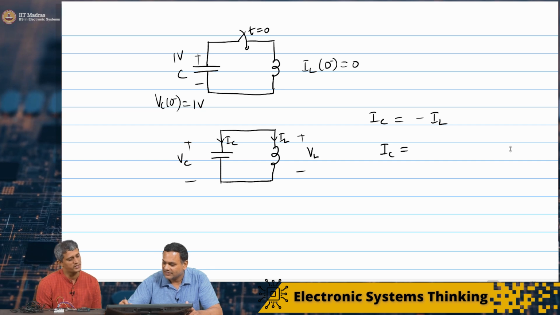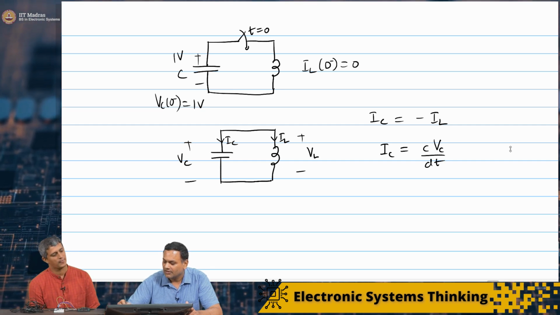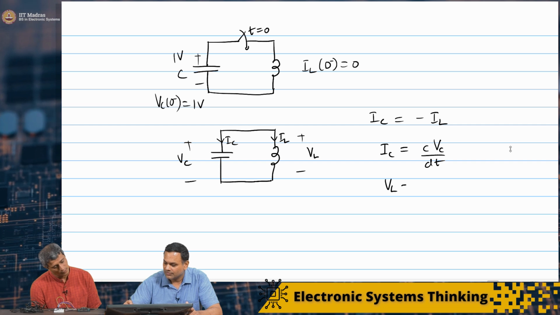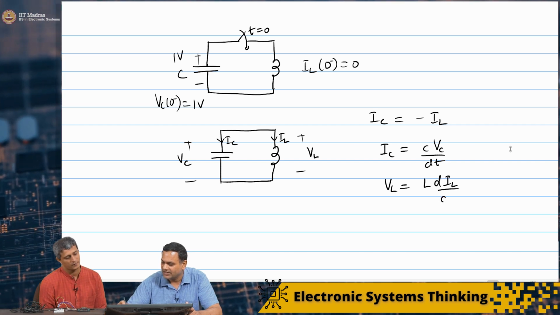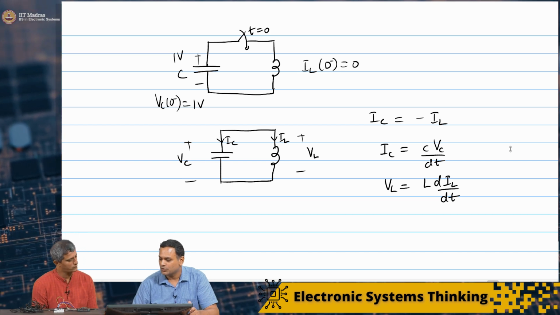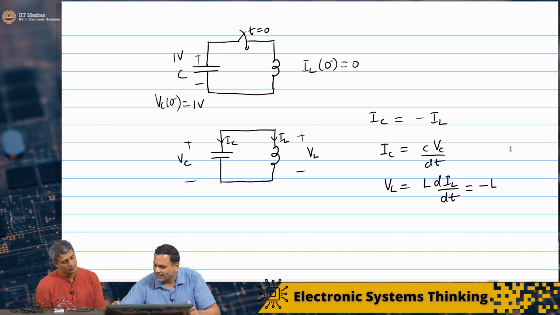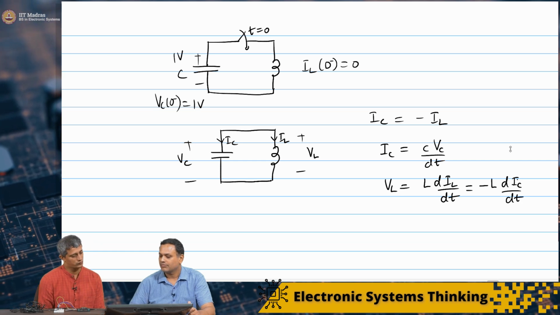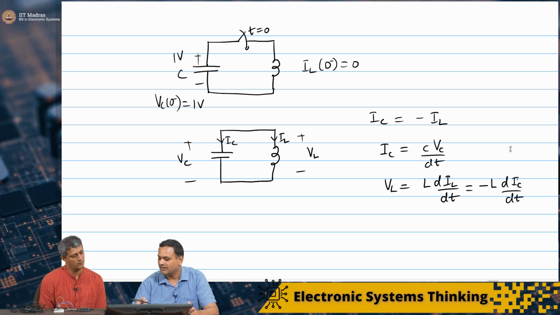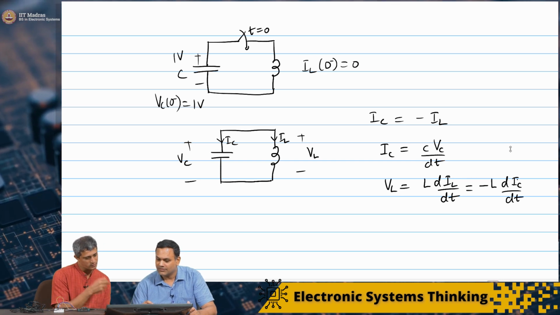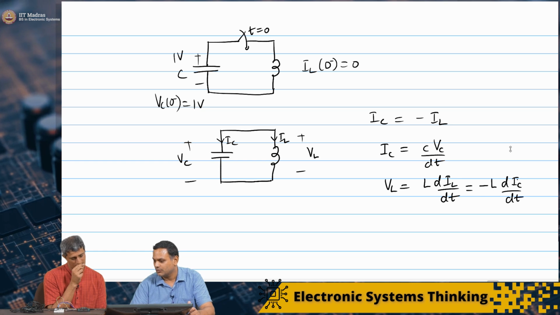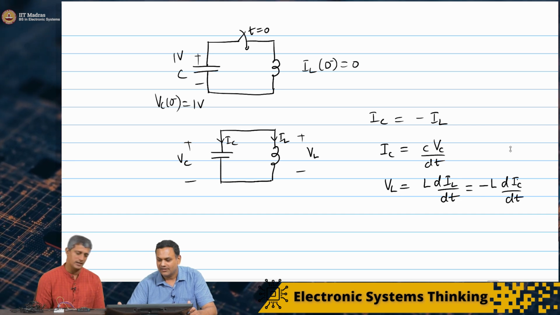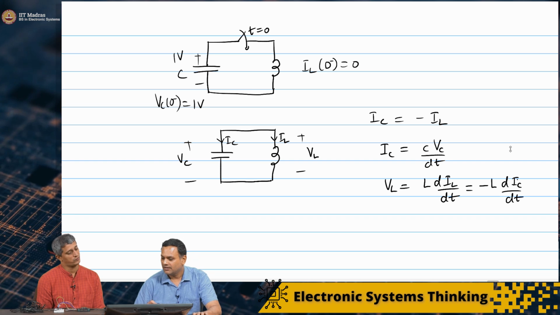Then I can write out the component equations. IC is C dVc by dt. And VL is L dIL by dt. I can put these three equations together. So this is basically minus L dIC by dt. And now I plug in the value of IC here. I have just said that IC is minus IL, so VL is L dIL by dt.